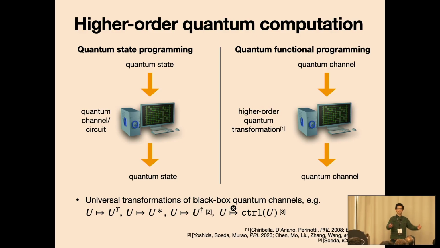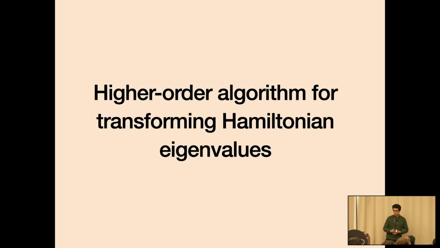For example, universally taking a unitary and transforming it to its inverse, or its transpose conjugate, or even the control, which is in fact not really possible. But the other three have various algorithms taking multiple copies of unitaries and performing these functions. So here we extend this framework of quantum functional programming, higher order computation, to the space of Hamiltonians. So now we consider the transformations of Hamiltonian dynamics in such a functional black box way.